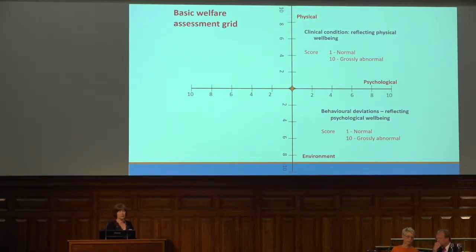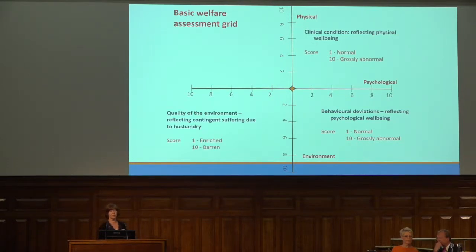The next axis looks at the quality of the environment that the animal is in, so reflecting any suffering due to poor husbandry. So looking at the environment in which we keep this animal. Is it in a little cage? Is it in a big open pen? Is that what it wants? What are we keeping it in?